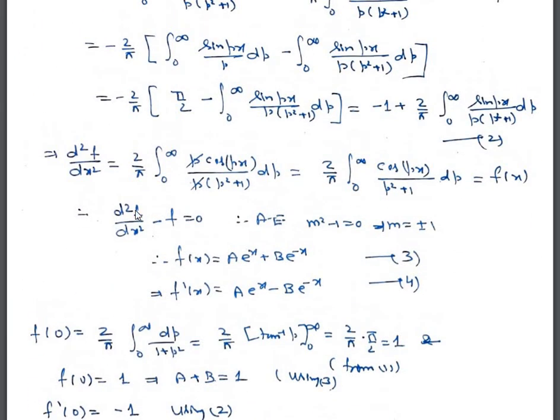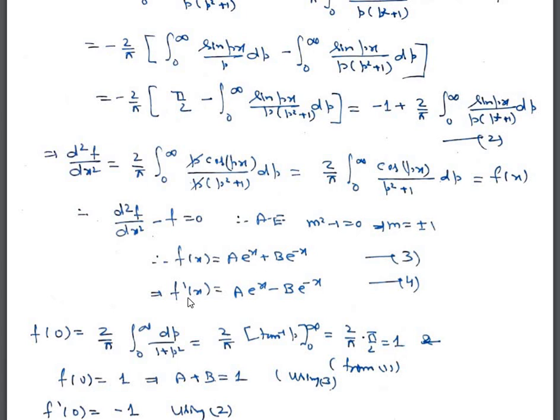So the differential equation we get is d2f/dx square minus f is equal to 0. Like in the previous problem, the auxiliary equation is m square minus 1 is equal to 0. So m is equal to plus minus 1. So the solution f(x) is given by a e to the power x plus b e to the power minus x. We want to find the values of a and b.